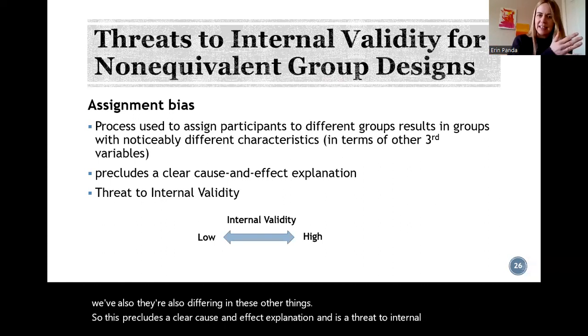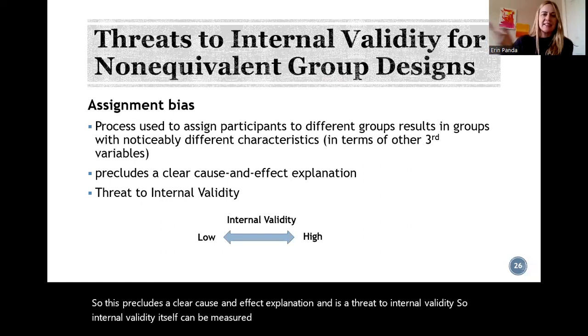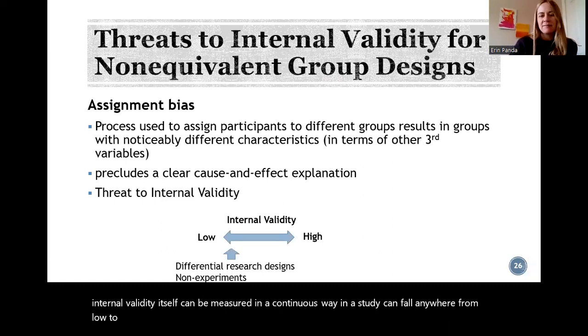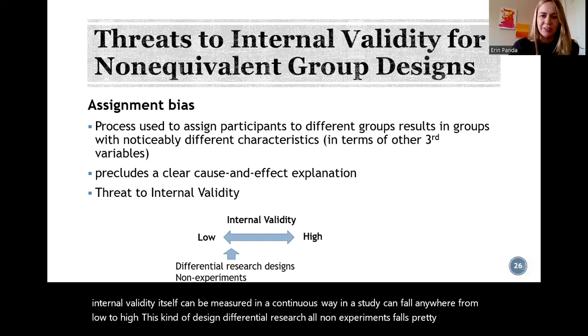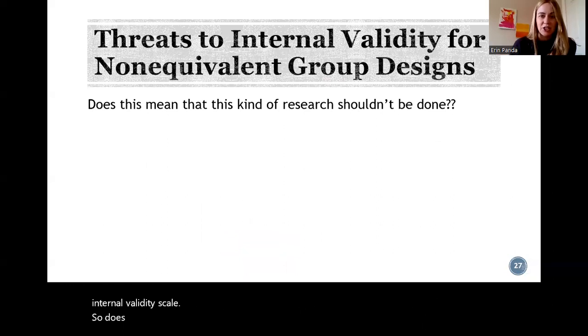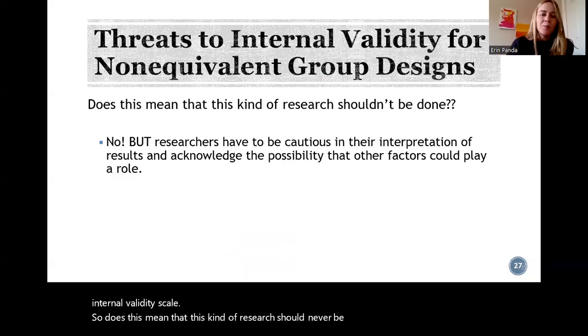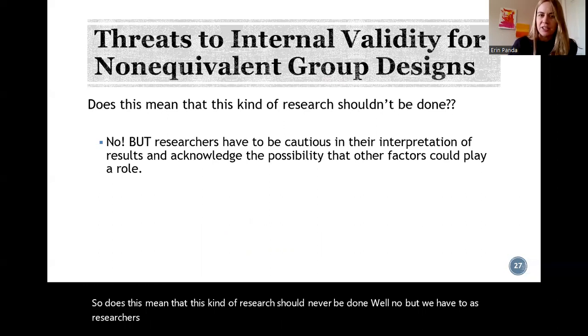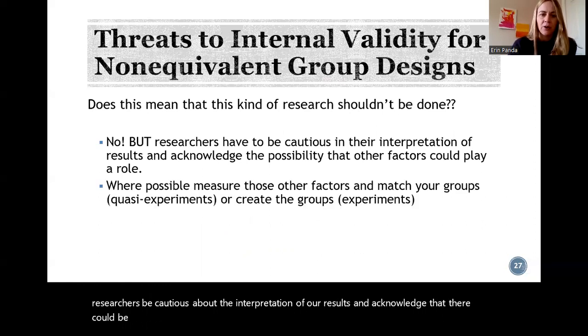So internal validity itself can be measured in a continuous way, and a study can fall anywhere from low to high. This kind of design, differential research, all non-experiments, falls pretty low on the internal validity scale. So does this mean that this kind of research should never be done? Well, no, but we have to, as researchers, be cautious about the interpretation of our results and acknowledge that there could be other factors that could play a role.